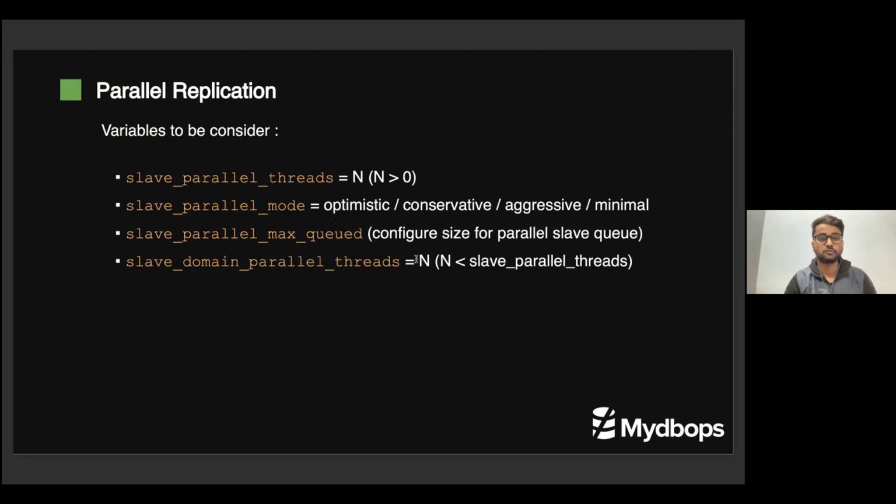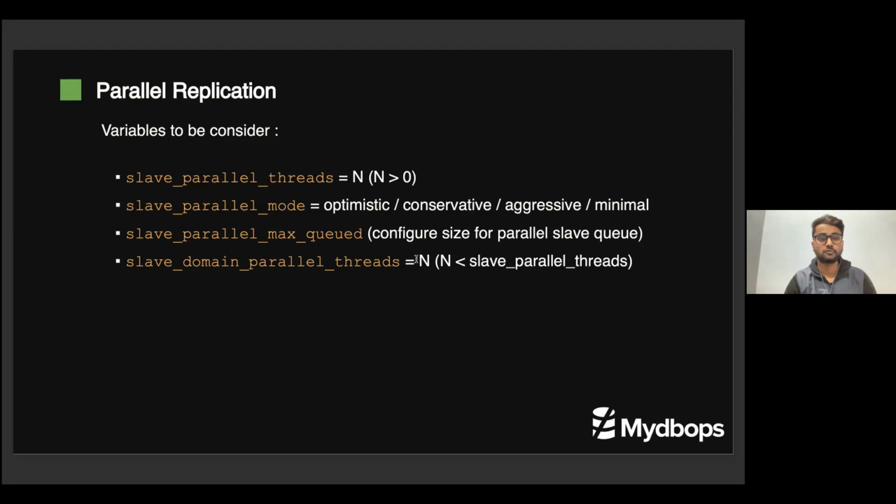So the variables to be considered while enabling parallel replication in MariaDB: slave_parallel_threads, which should be greater than 0, and slave_parallel_mode, which should be optimistic, conservative, aggressive, or minimal. That we have to set. By default it is conservative till 10.5, and after 10.5.1 it is optimistic. Then slave_parallel_max_queue: this variable specifies the size in bytes that can keep pending transactions in the queue, which can be allocated to worker threads to apply in parallel.